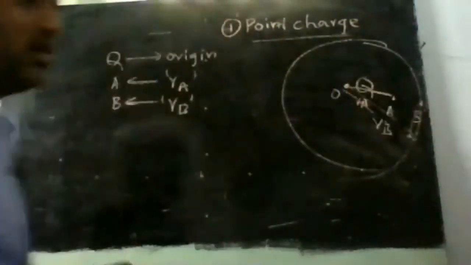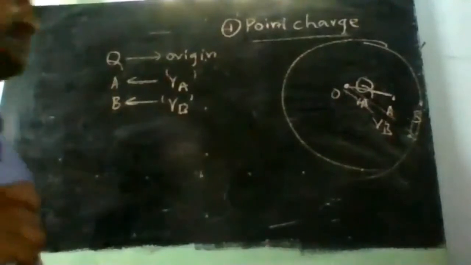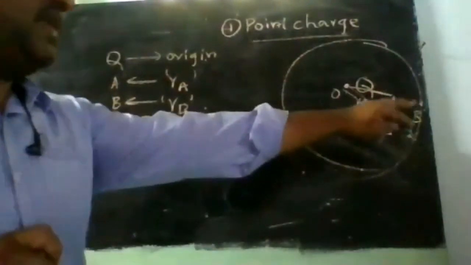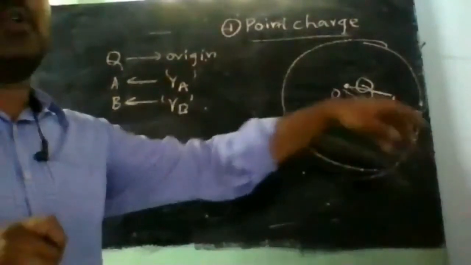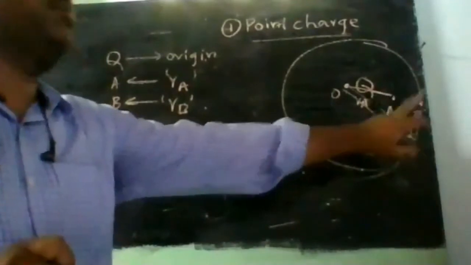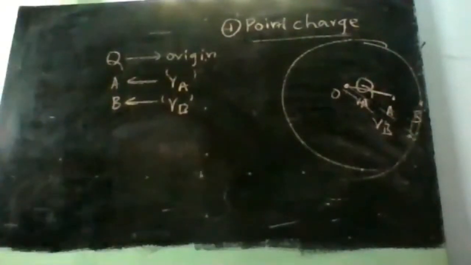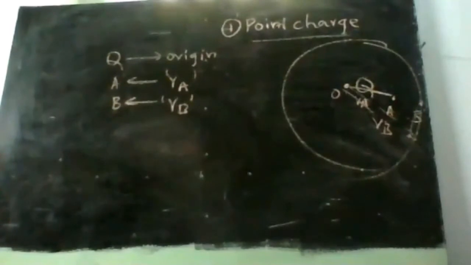So ra and rb. Now we need to find out, right? Our basic aim is to find the potential difference between point B and point A, and the absolute potential at point A and the absolute potential at point B. So let us do this. It's a very simple expression, right? Now Q is at the origin.